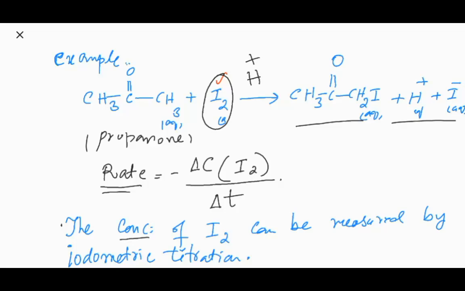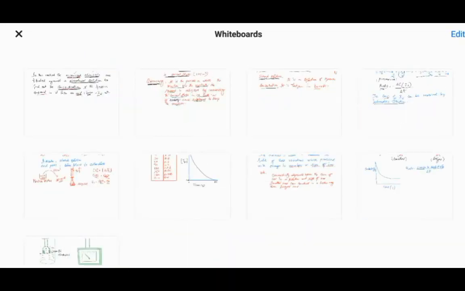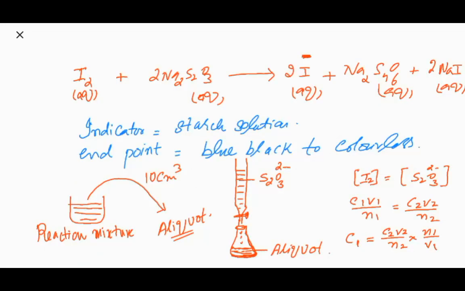The concentration of iodine can be measured by iodometric titration because it involves iodine and thiosulfate. Basically, iodine is treated with sodium thiosulfate to convert it into iodide ions and other products. In this titration, we can find out the concentration of iodine with the help of a standard solution of sodium thiosulfate. The indicator used here is starch solution and the endpoint will be blue-black to colorless.